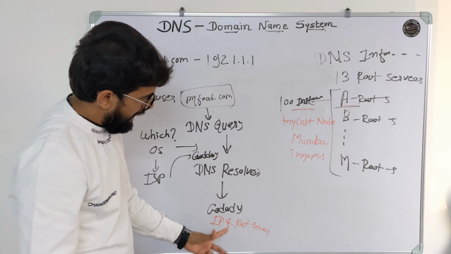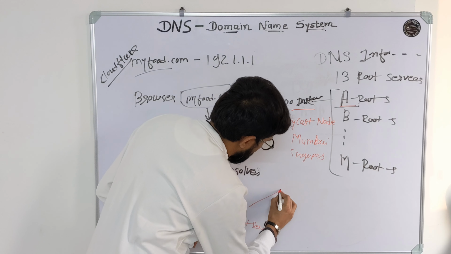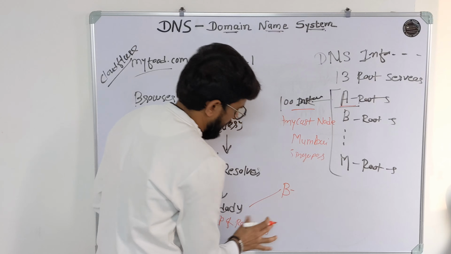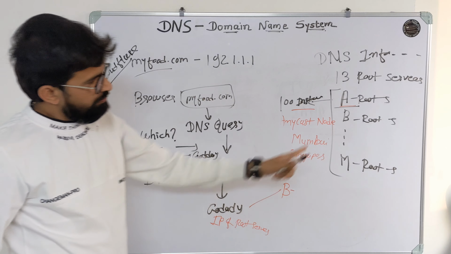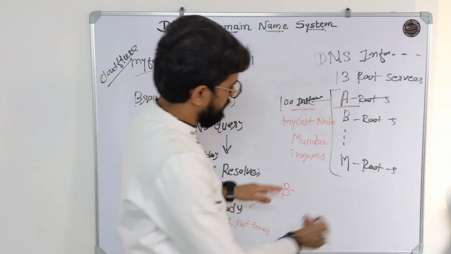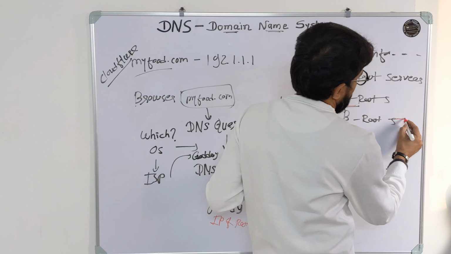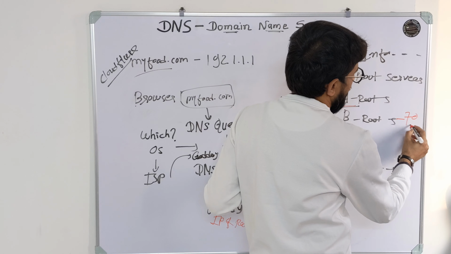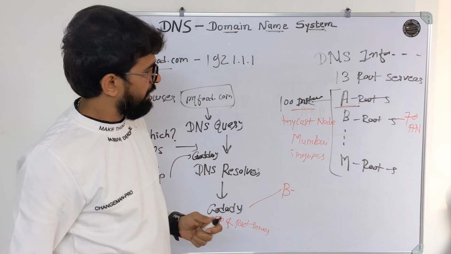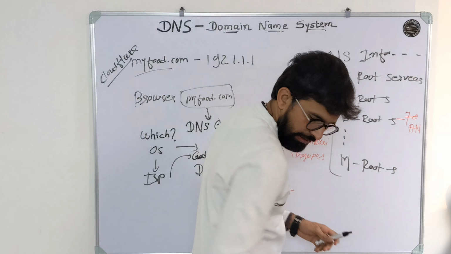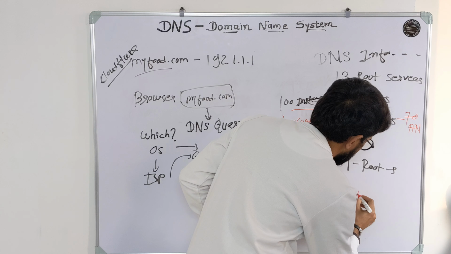Now, let's say GoDaddy has decided, okay, I want to connect to the B root server. It has queried that it wants to connect to the B root server. Now, let's say the B root server has 70 instances, 70 Anycast nodes. And they are located at different locations. Let's say they are in Mumbai.